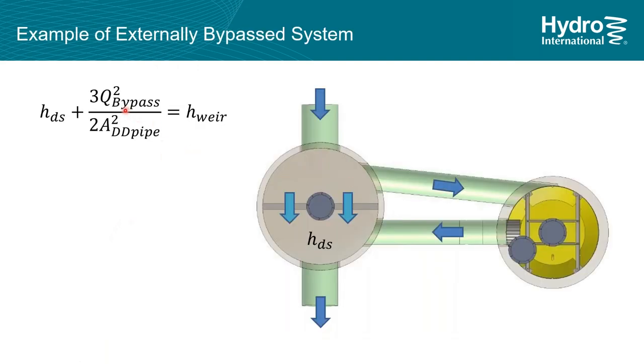And if you had a certain flow rate at which you'd like this to bypass, you use the area of the inlet pipe of the DD, and you have a certain flow rate you want it to bypass at. In general, that's going to be your weir height. It's going to adjust a little bit based on losses in the pipes here, but for the most part, that is pretty close to where you're going to be.